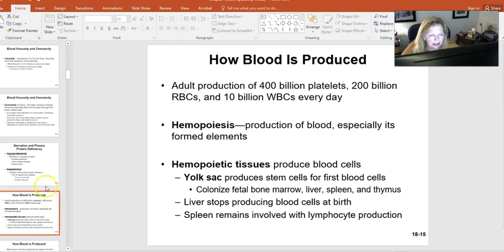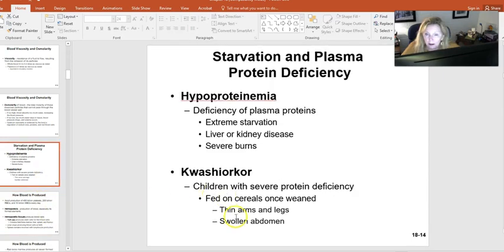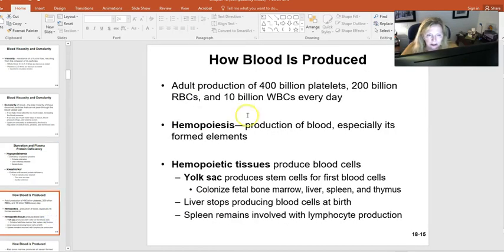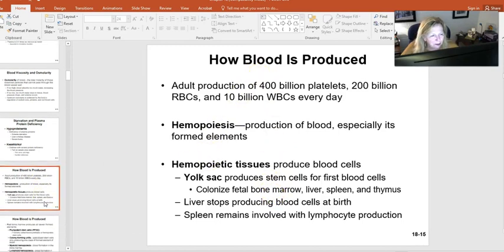And again, this becomes a life-threatening event because of what it's doing to the cardiovascular system as well as multiple other organ systems. So when we think about how blood is produced, that's going to be the next topic that I talk about in the next lecture. So I'll stop this one right now.